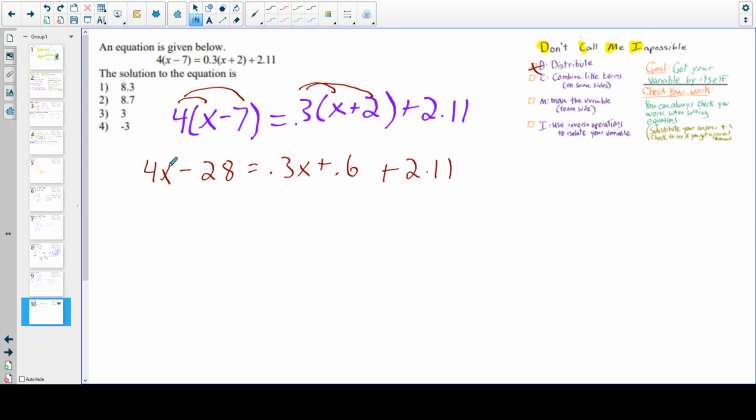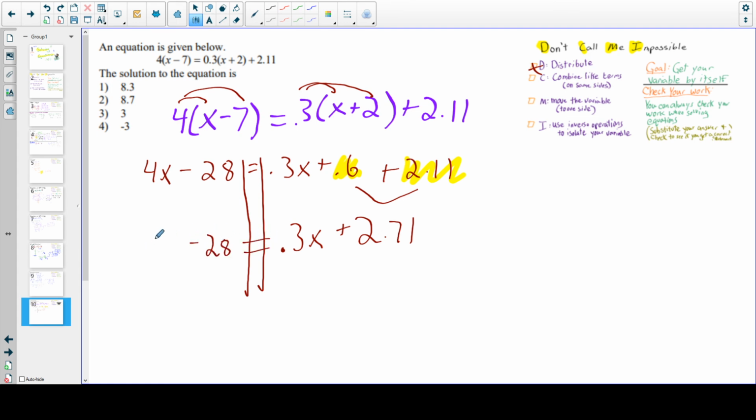Can I combine like terms? So again, let me highlight this. There's two sides to the equation. On the left-hand side, can I combine like terms? No. On the right-hand side, are there any like terms here? Yeah, here and here, right? I can add these two numbers. I'm allowed to, right? So 0.6, so I'm going to do this with my calculator. 0.6 plus 2.11 is 2.71. Now I'm going to bring everything down. Don't forget, that was 0.3x equals -28, 4x.